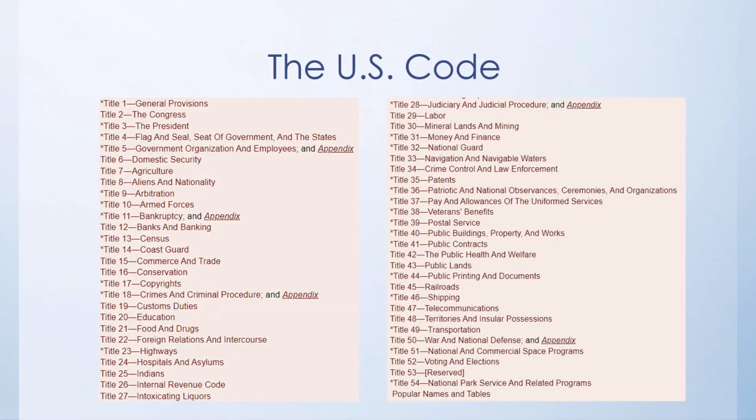Now this is a list of the current titles in the U.S. Code. There used to be only 50 titles, but in recent years they've begun a reorganizing process and some new titles have come out. So for example, Title 51, National and Commercial Space Programs, they must have gone through the rest of the code and pulled out all the law that involved national and commercial space programs and put it into the new Title 51. And this could be a signal that they're doing a complete cleanup of the code, which is well needed.